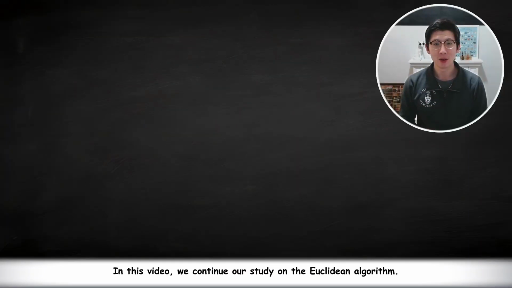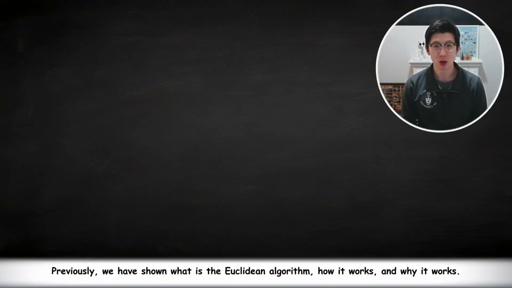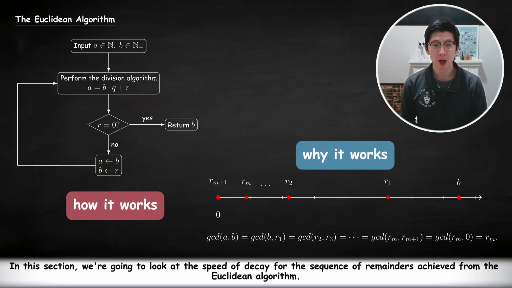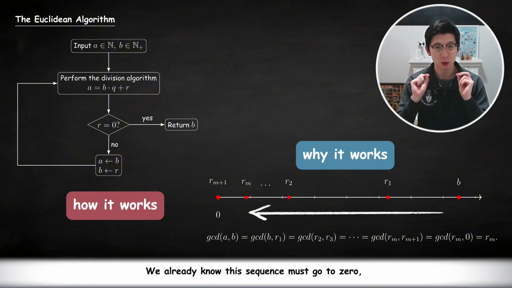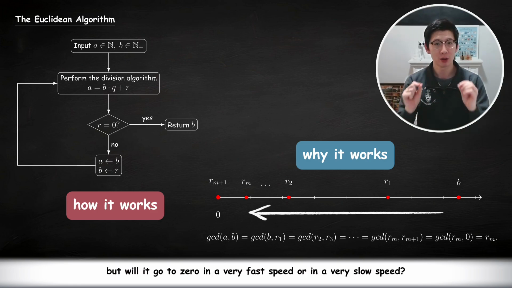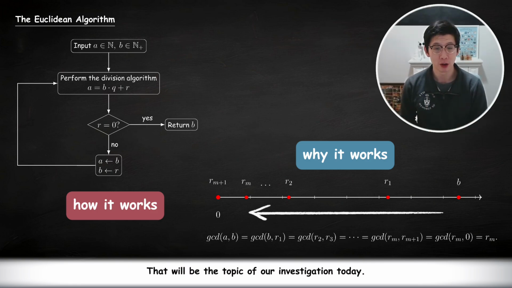Hi everyone! In this video, we continue our study on the Euclidean algorithm. Previously, we have shown what a Euclidean algorithm is, how it works, and why it works. In this section, we're going to look at the speed of decay for the sequence of remainders achieved from the Euclidean algorithm. We already know this sequence must go to 0. But will it go to 0 at a very fast speed or at a very slow speed? And that will be the topic of our investigation today.